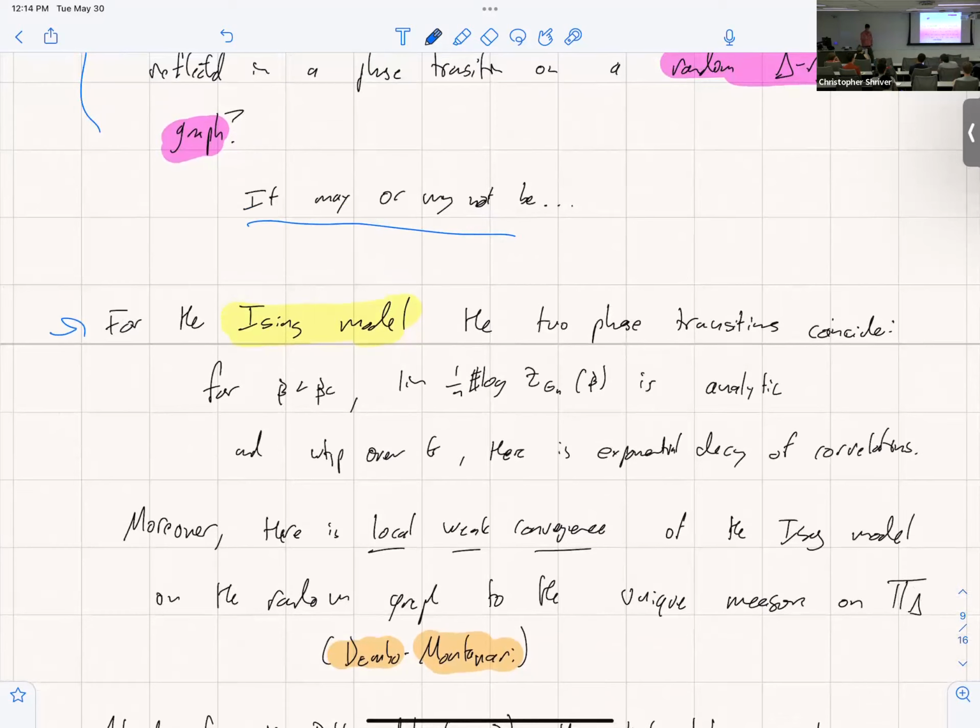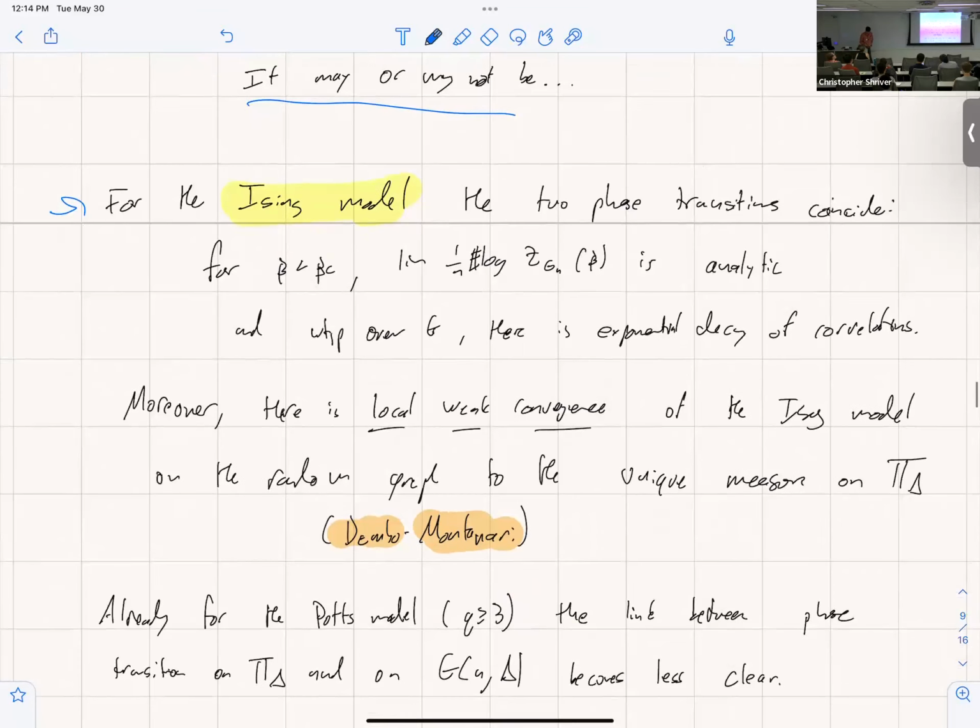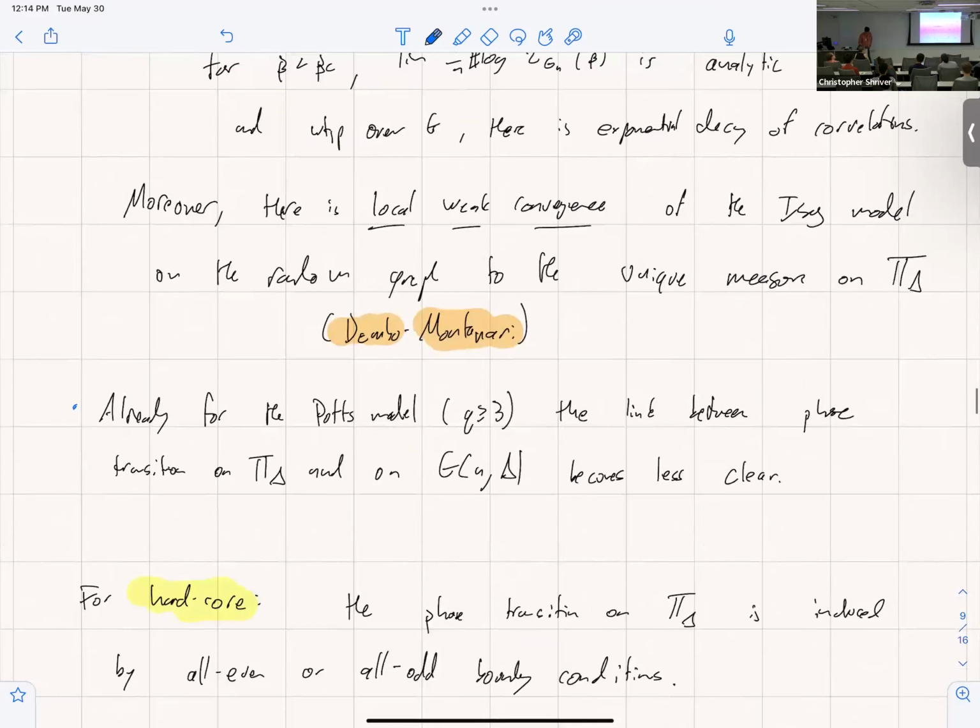And then if beta is greater than beta critical, you don't have correlation decay in the Ising model on the random graph. You have phase coexistence, so sort of a 50-50 chance of seeing mostly plus or mostly minus. And so there everything's nicely reflected. A small caveat already for the Potts model, the three or more color generalization of the Ising model: it's already much less clear. The phase transition on the random graph doesn't coincide with the uniqueness threshold on the tree. But we'll see it more for hardcore.